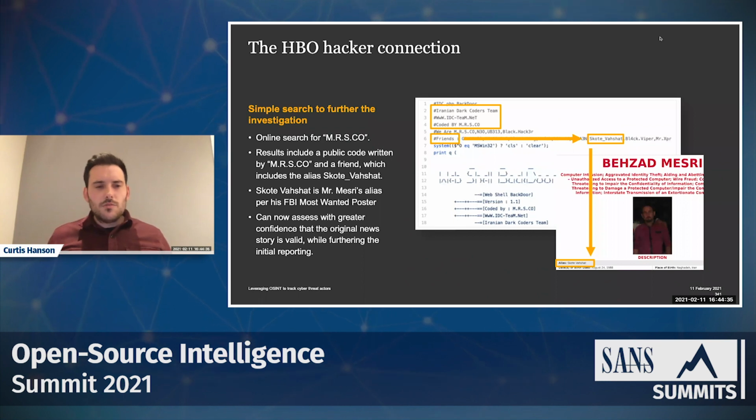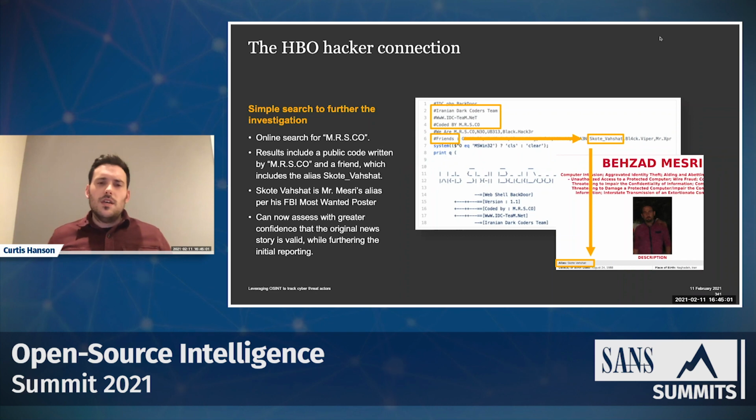And going back to the original thing we set out to do was validate that anonymous source. Well, this gives that anonymous source a lot more credibility, right? We know Mr. Mesri is up to no good. He's been indicted twice. He's running in this circle with MRS Co. We can say that's a little bit more valid now. We've also sort of furthered that initial reporting, right, from the Daily Beast to actually maybe include this and give some context, give some background.